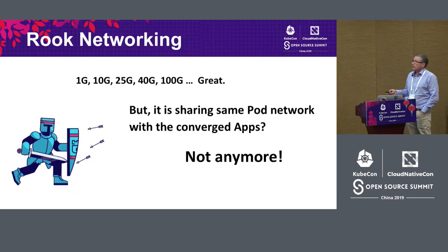All right, one of the topics we wanted to talk about today is networking. Within Rook, we're currently leveraging just the pod network, which, as you know, in Kubernetes is one big flat network, which is great, right? Very easy. You have 1G, 10G, 25G, 40G, 100G, whatever. This is great, but it is sharing the same pod network with a converged application, and this is a problem. When we run applications on the same Kubernetes clusters alongside storage, you probably want some sort of isolation. So not anymore.